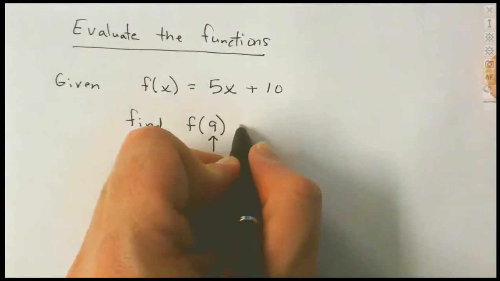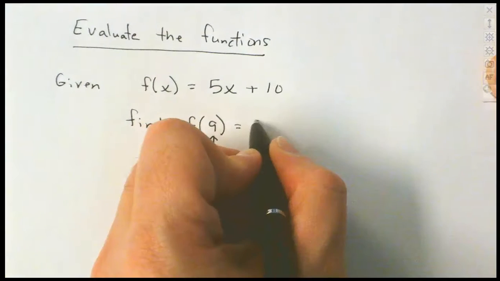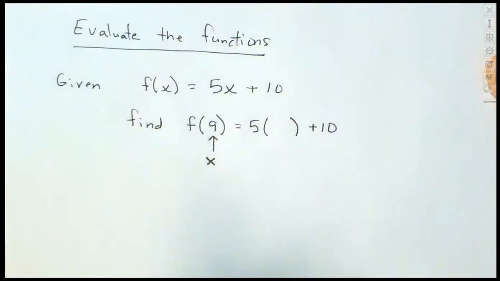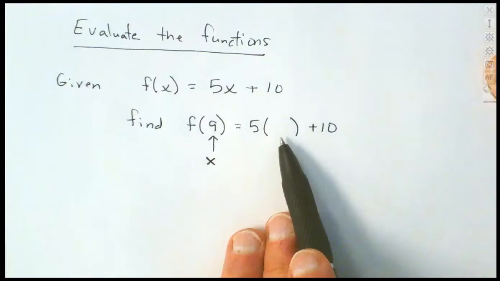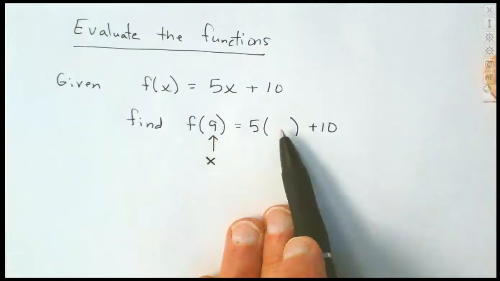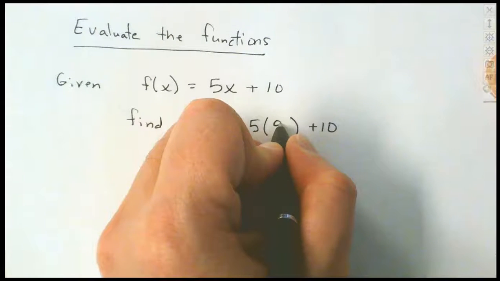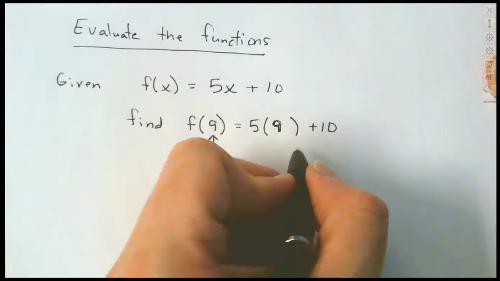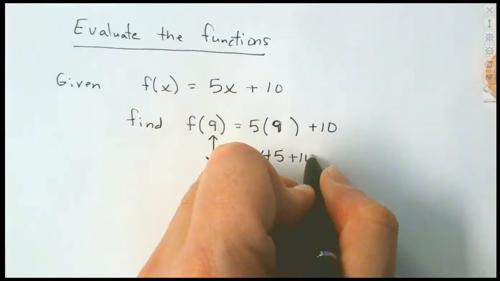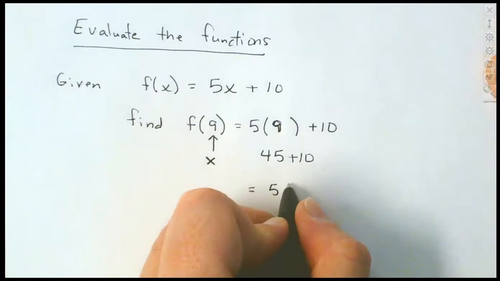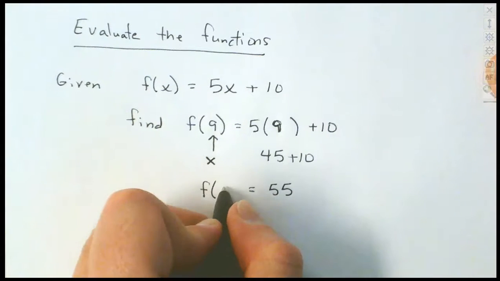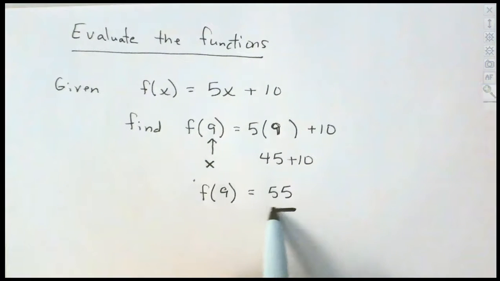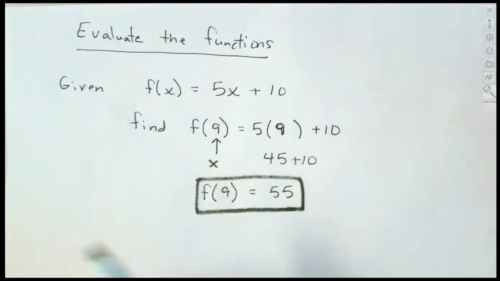So we want f of 9. So what are we going to do? We're going to rewrite our original. And wherever we have an x, we're going to use parentheses. And what's going to go in our parentheses here? The 9, because we're going to plug in the number 9 for x. And now we can work it out. 5 times 9, that's 45. Plus 10, that makes it then 55. So what do we know for our answer? f of 9 here would be 55.